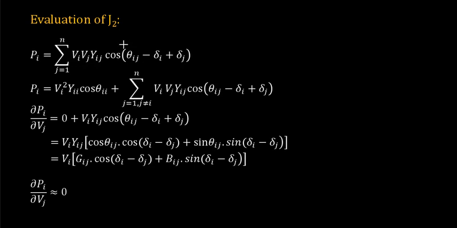Now we will try to evaluate J2 with all the assumptions that we have taken. So the power at any bus i is given by the sum over j equal to 1 to n of Vi Vj Yij cos(theta ij minus delta i plus delta j). So this is a general equation that we have.